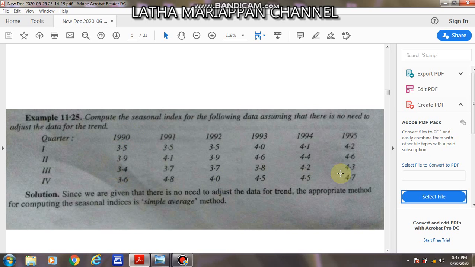Now we are going to find the solution. Since we are given that there is no need to adjust the data for trend, the appropriate method for computing the seasonal indices is the simple average method. So here they said no need to adjust the data for trend, so no need to find the trend line. The linear method or least squares method is not required here. You have to take the simple average method. So this is the given problem. We'll see the solution now.